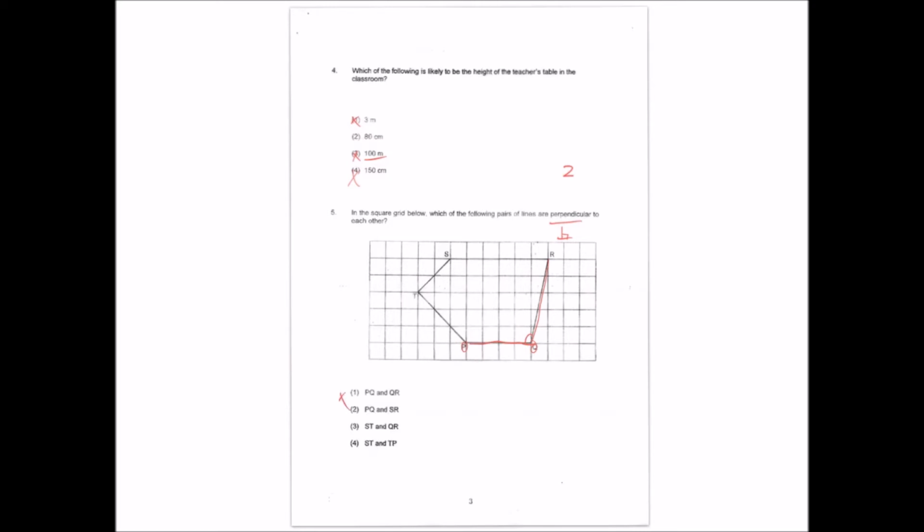PQ and SR. PQ and SR is not even touching each other. They are parallel to each other, but they are not perpendicular. So this is also out. ST and QR. ST and QR is not even touching each other, so it cannot be perpendicular as well. ST and TP would be the answer. If you measure using a protractor or a set square, this is actually a right angle. Option 4.